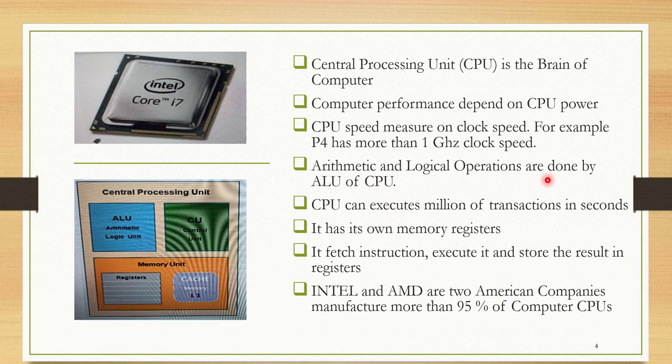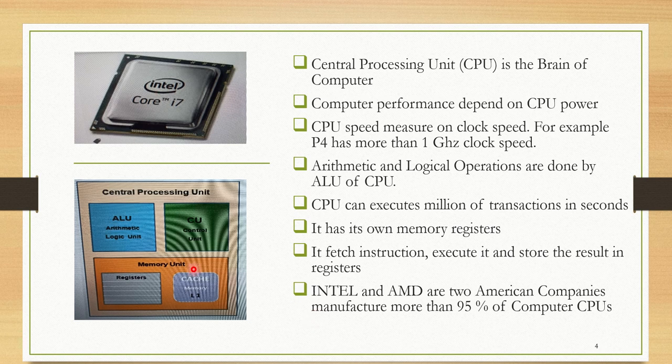Arithmetic and logical operations are done by ALU of CPU. ALU means arithmetic and logical unit. CPU can execute millions of instructions in seconds. It has its own memory registers that I told. What is the cycle of operations in CPU? It fetches an instruction, executes the instruction, and stores the result in registers. This is one cycle of execution. This type of millions of instructions it executes in seconds.